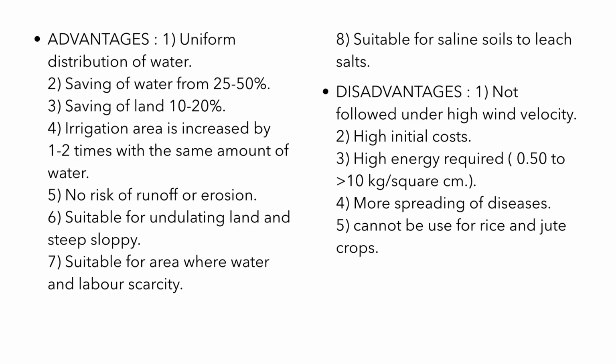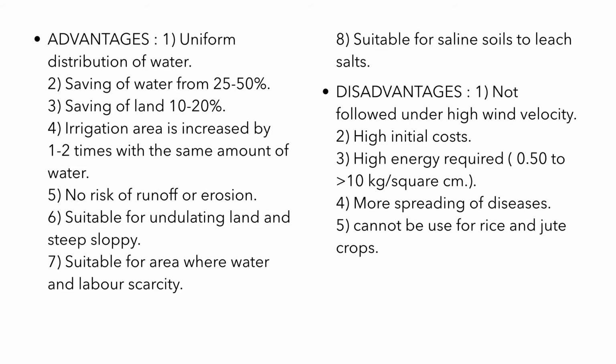The second point is high initial cost. Its establishment cost is more, so it is also one disadvantage of sprinkler irrigation system. The third is high energy required. In this system the energy required is more to pressurize the water so that it can distribute or go to a long distance and cover a large area.